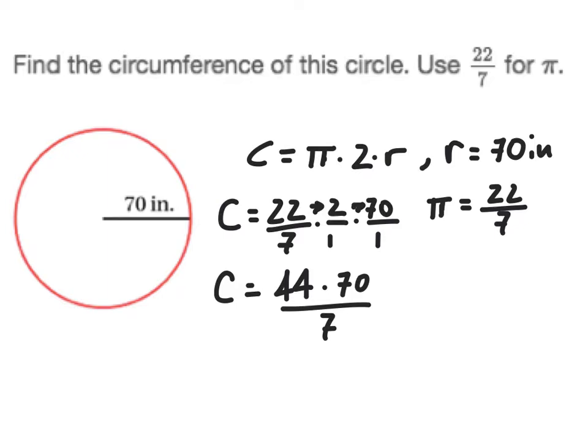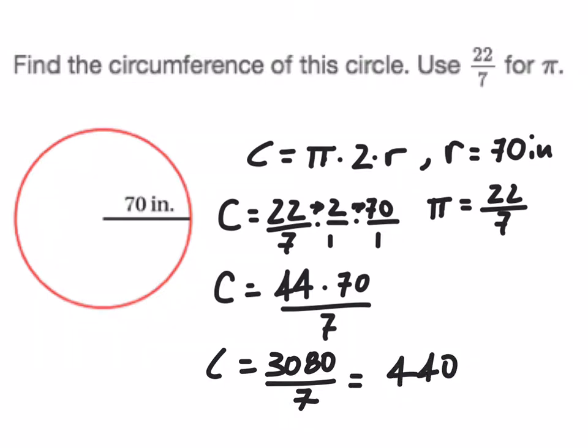All right, so my circumference here would be 3,080, and then divide that by 7. Okay, so if I divide that by 7, then that gives me an actual value of 440 inches. Okay, and we're just talking about length, so we're just dealing with inches in that case.